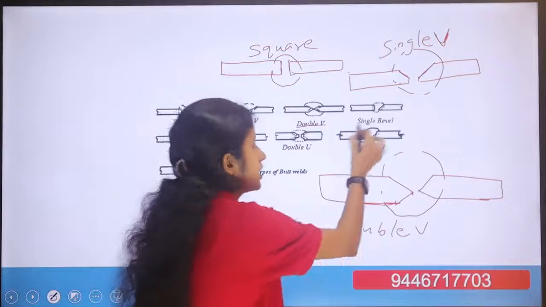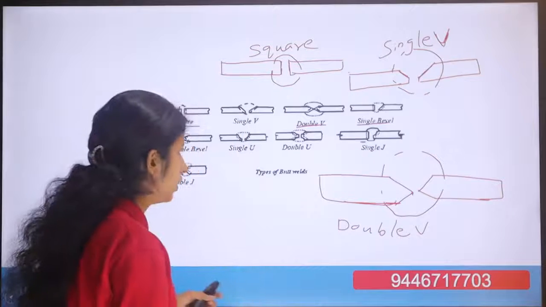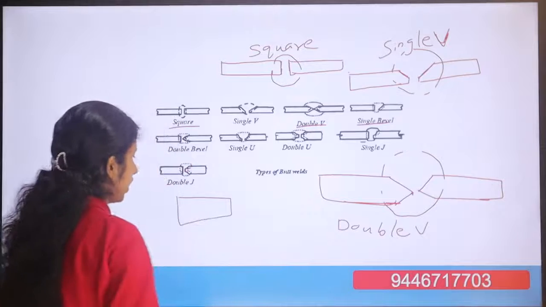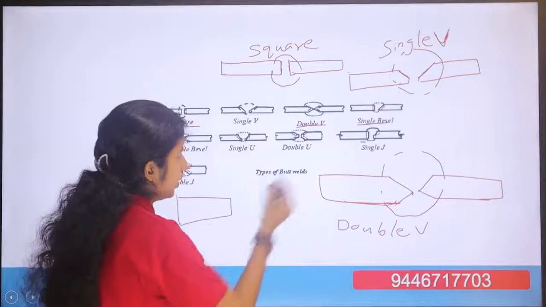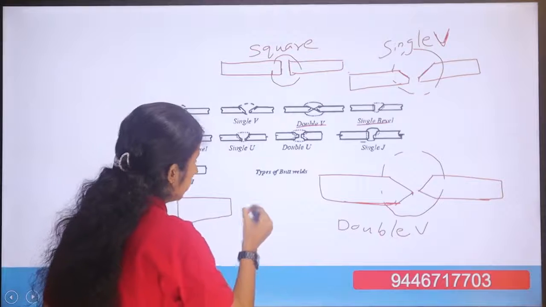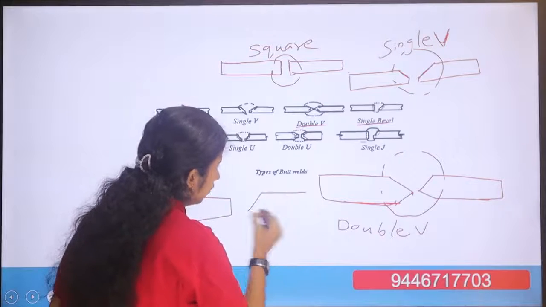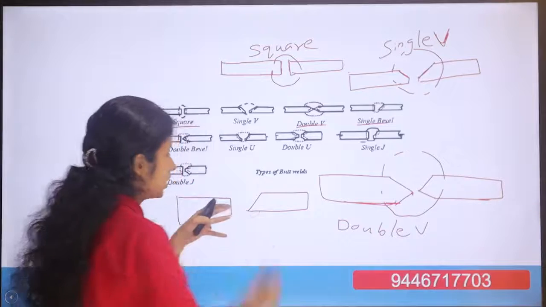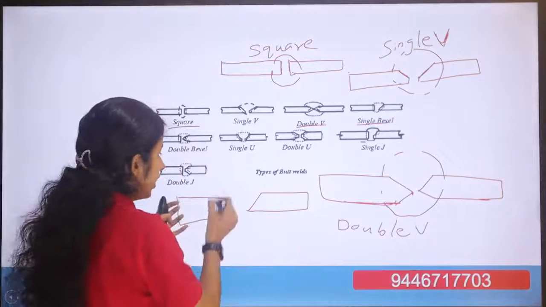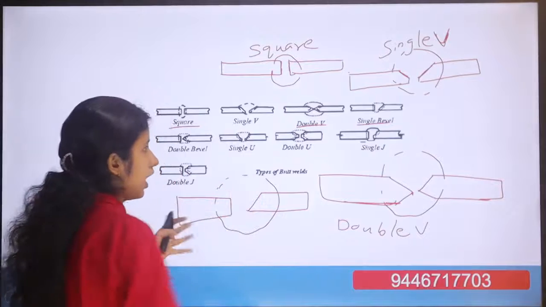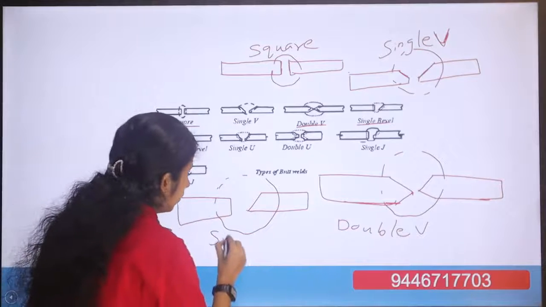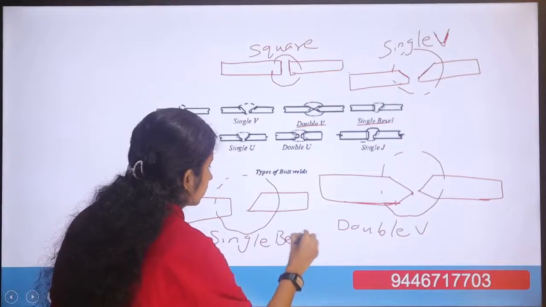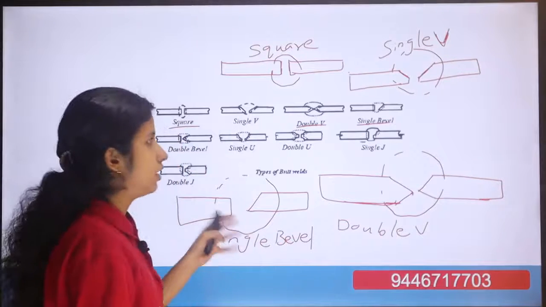Then next is the single bevel shape. In single bevel, one portion is a square section, and another portion is inclined, that is a V section. So one plate is in the shape of a V section and the other is a square section, and this is known as single bevel.